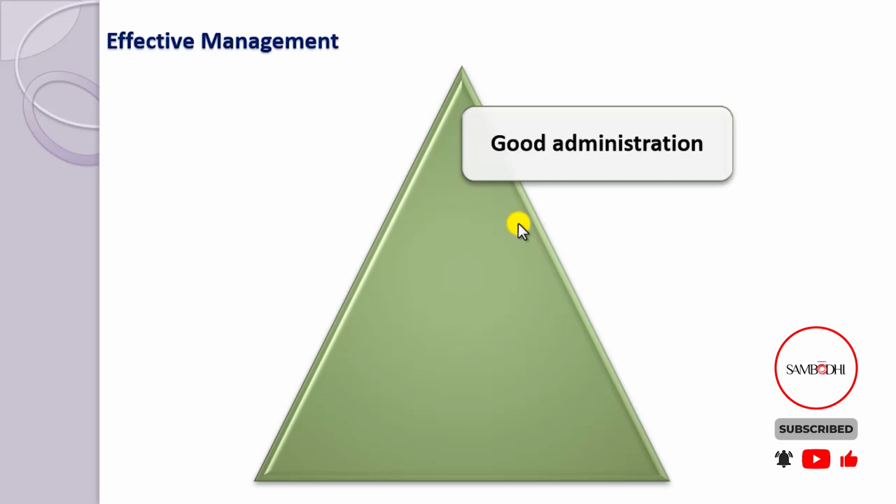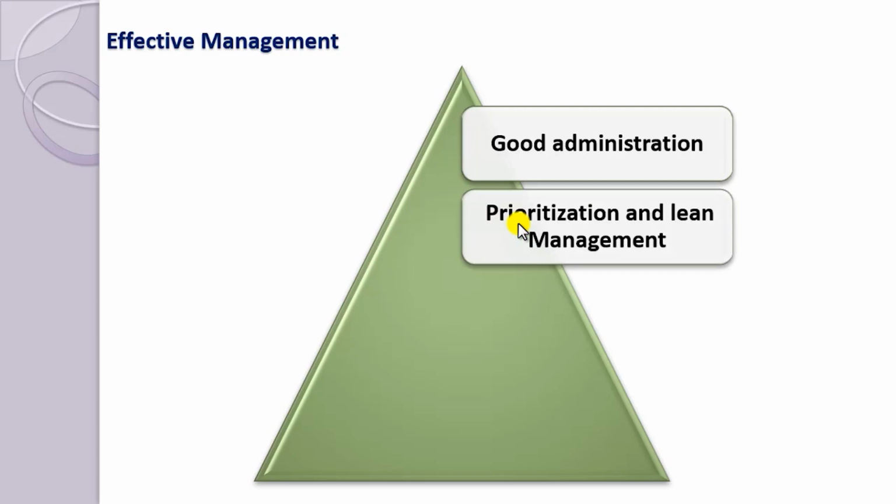So good administration is one of the qualities. Then prioritization and lean management. Why prioritization? I can give you an example. When I was handling a project, the team was so big. It was a large team consisting of 50 team members. Sometimes it is due to the domain. It was an insurance domain.